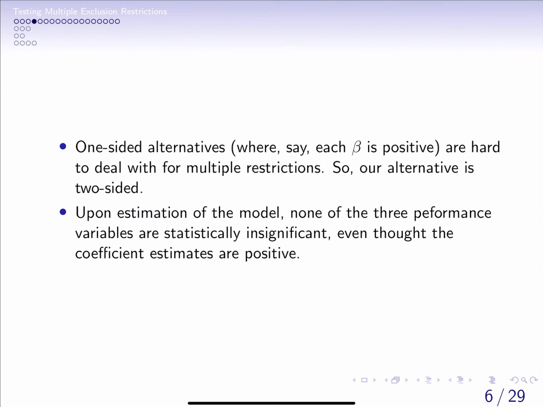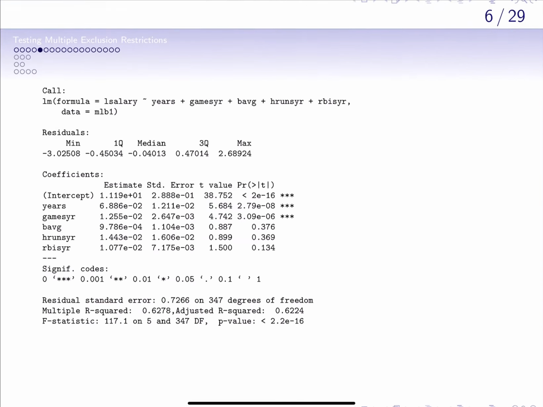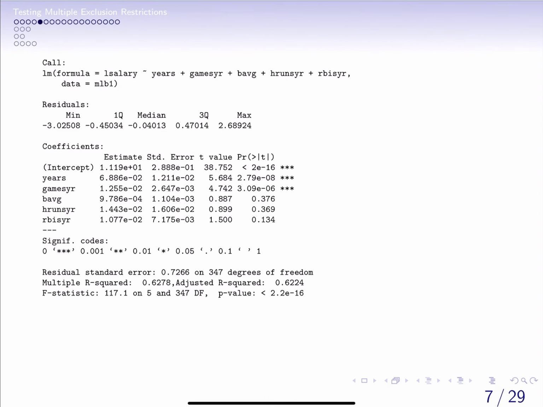Now, when we are dealing with the F-test, one-sided alternatives are hard to deal with. So we will just deal with the case where our alternative is two-sided. And we will take a look at what happens when we estimate this model. So here is our output. What we've done here is we've regressed log salary on all those variables. And remember, the performance metrics are these three variables for a player: batting average, home runs per year, and RBIs per year, so runs batted in.